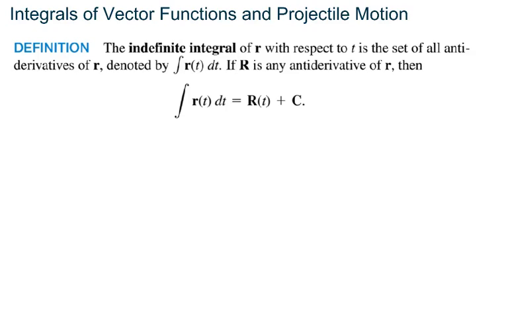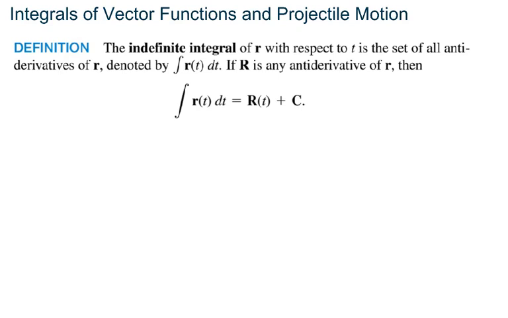Welcome back. Now we're going to talk about integrals of vector-valued functions, as well as projectile motion. So we're going to start with our indefinite integral definition. The indefinite integral of r, some vector, with respect to time t, is the set of all antiderivatives of r. That's denoted by the integral of r of t dt. So capital R represents the antiderivative.